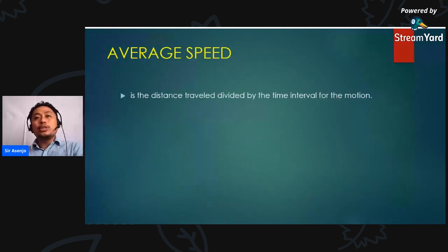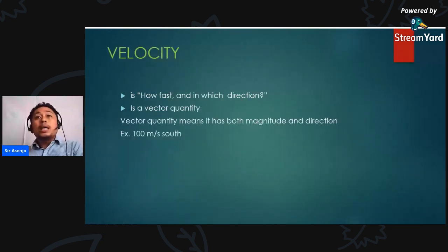Okay, good job. Now, talking about average speed, we can define it as the distance traveled divided by the time interval for the motion. That's how we define average speed. So basically you have to get the distance traveled, then divide it by the time interval for the motion. Take notice of the word distance, because later on you will see the difference between distance and displacement. Those two terms are different in physics. They are not the same. Now, we're done with speed.